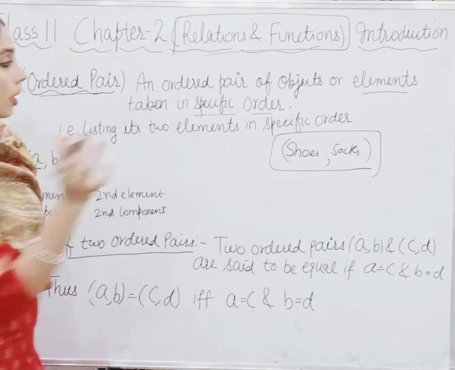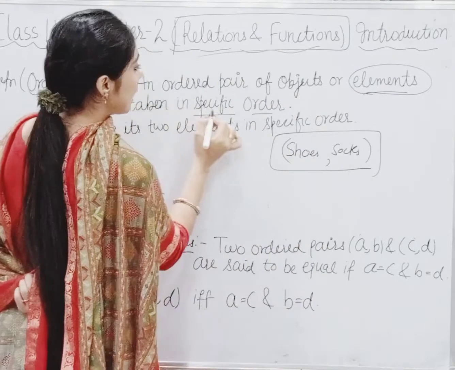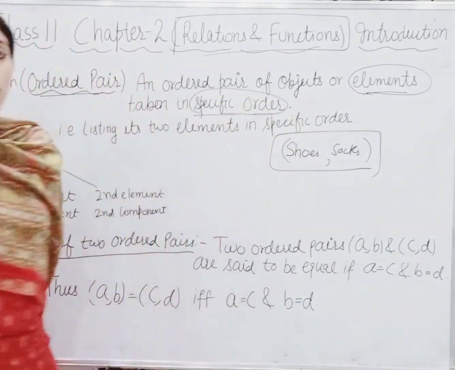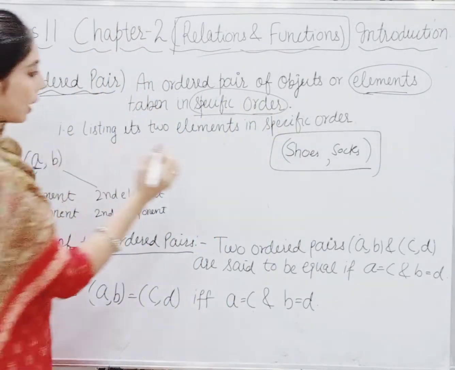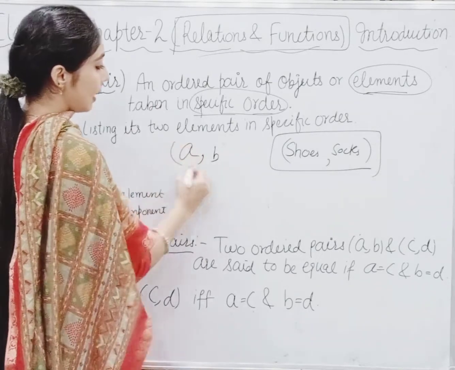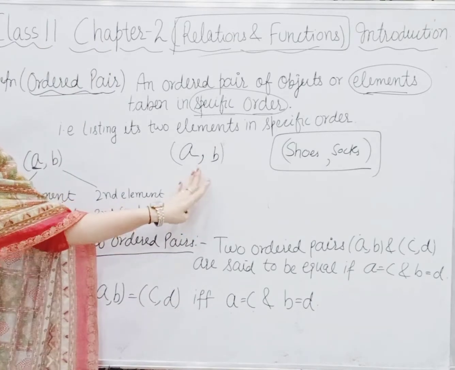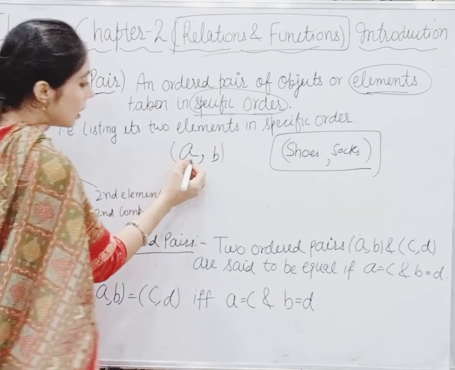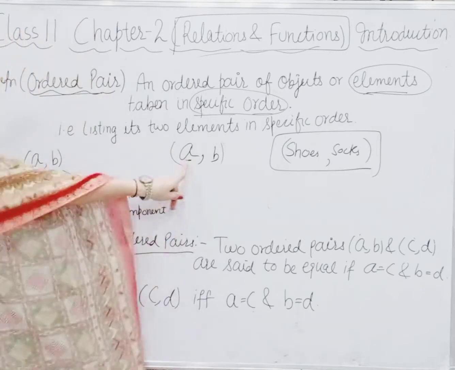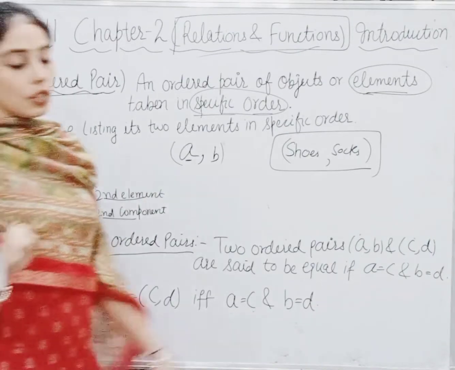What is an ordered pair? It is a collection of elements taken in a specific order. Now, what is the specific order? If we have two elements like a and b, and we separate them by a comma and enclose them within parentheses, this is called an ordered pair. This first element, a, is called the first element or first component, and this b is called the second element or second component.